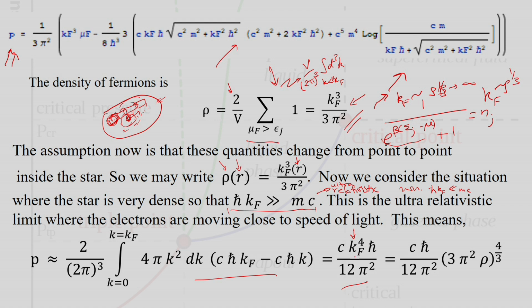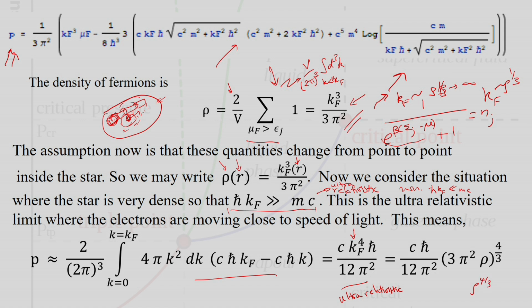Because pressure goes as kf to the power 4, for an ultra relativistic gas, remember that this is ultra relativistic only, the pressure is proportional to the 4th power of the wave number, and the wave number itself is always given in 3 dimensions by the density rho raised to 1/3. So, putting those together you get an expression which is density raised to 4/3.